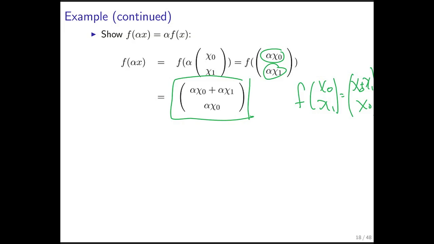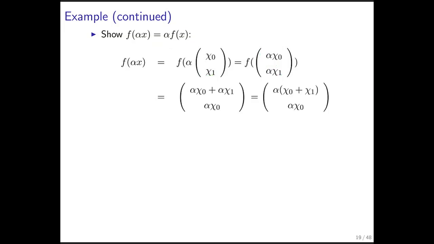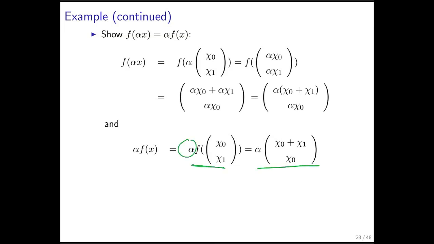The next thing I do is start on the right and go through the same exercise. Alpha times f of x is the same as alpha times f evaluated at chi 0, chi 1. Now, I know what my function is. f of chi 0, chi 1 evaluates to chi 0 plus chi 1 for the first component, chi 0 for the second component, and the result of that we need to multiply by alpha. But you learned how to scale a vector. All you do is scale the individual components. So that's the same as alpha times the quantity chi 0 plus chi 1 for the first component, and alpha times chi 0 for the second component.